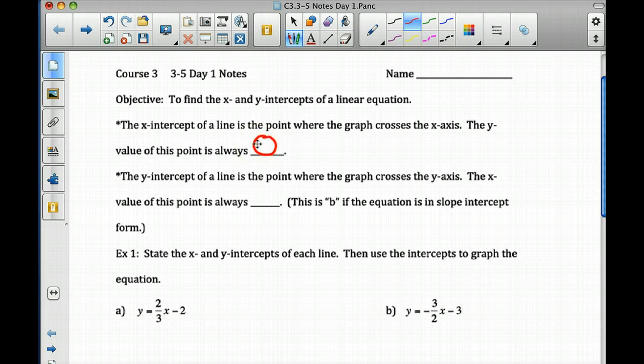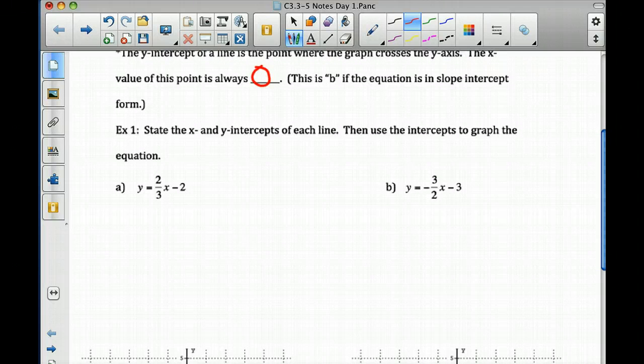The y-intercept of a line is the point where the graph crosses the y-axis. Guess what the x value of that point always is? 0. And believe it or not, you guys already know this. This is the b if the equation's in slope-intercept form. You guys already know about the y-intercept, right? Everybody shake your head, pretend you're paying attention. There we go. Okay.